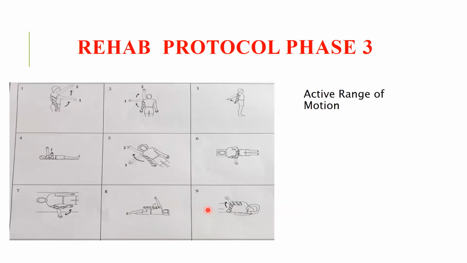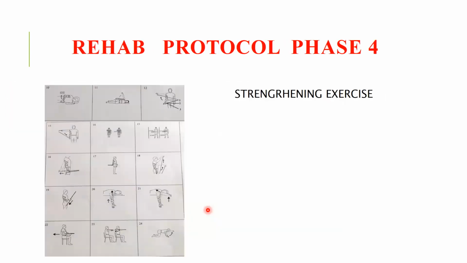So active range of motion can be the next stage, which can be maybe around 2 months in total shoulder arthroplasty, and 3 months in reverse shoulder arthroplasty. And strengthening exercises with minimum weights and bands can be started at a later stage, post 3 months.